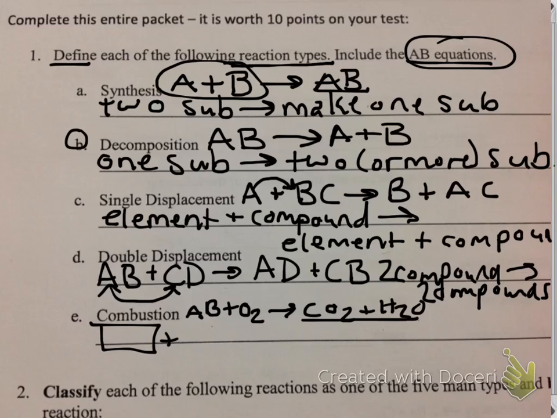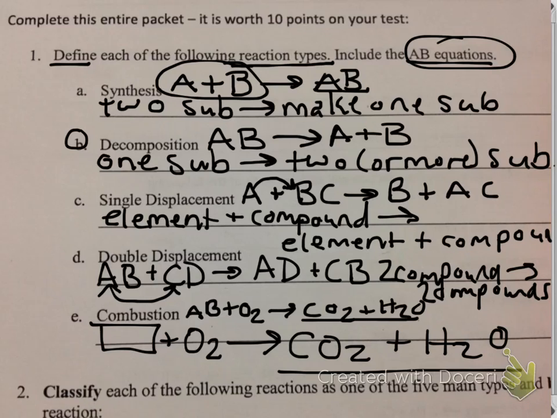Okay, it has to combine with O2, but you have to form CO2 and H2O. If you don't have those two substances, and you may have more than those on the other side, depending on where you get your oxygen from, then it's not combustion. So this is where you get the flame, right? The oxygen makes things burn, forms carbon dioxide and water.